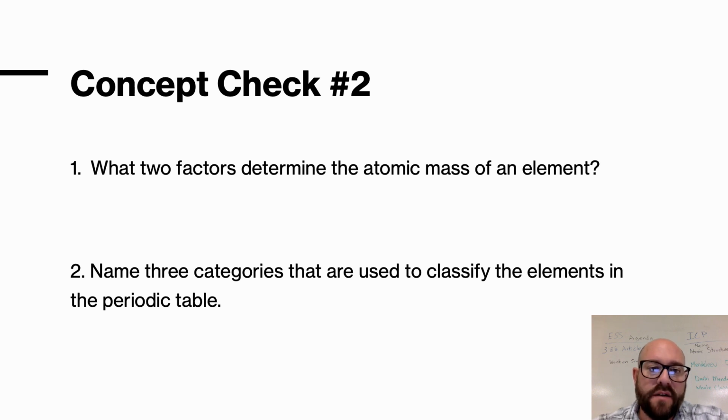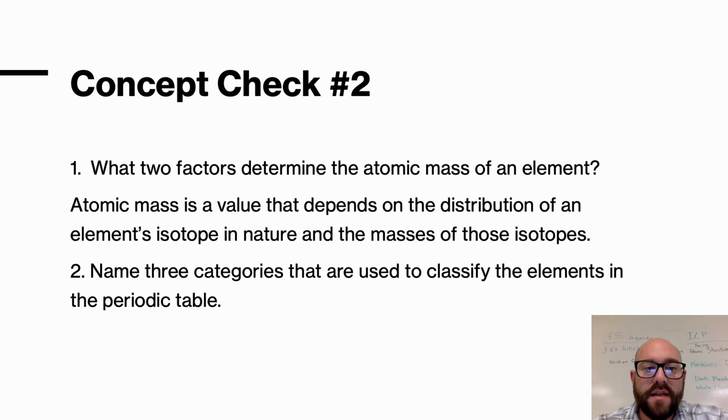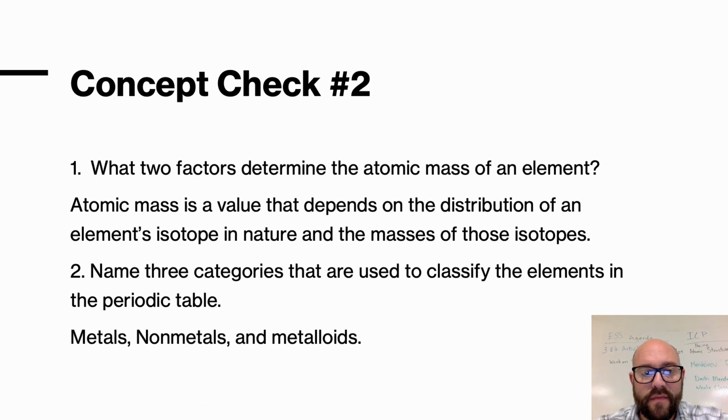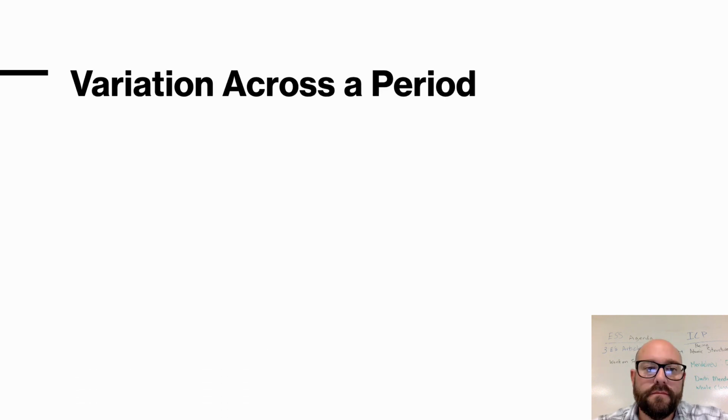What two factors determine the atomic mass of an element? Atomic mass is a value that depends on the distribution of an element's isotopes in nature and the masses of those isotopes. Question 2. Name 3 categories that are used to classify elements in the periodic table. Metals, nonmetals, and metalloids.